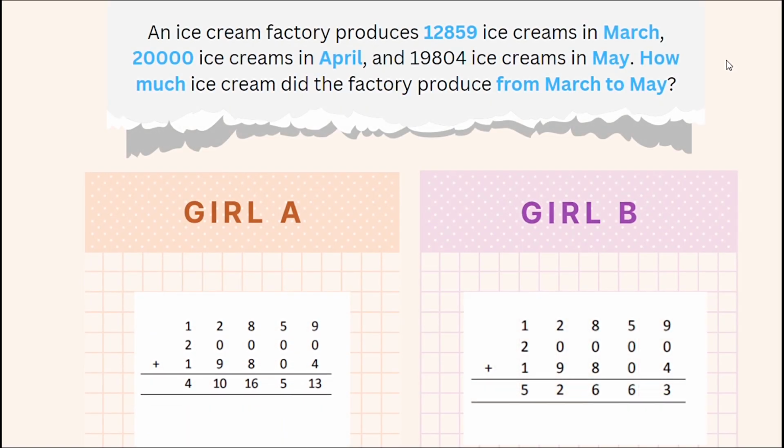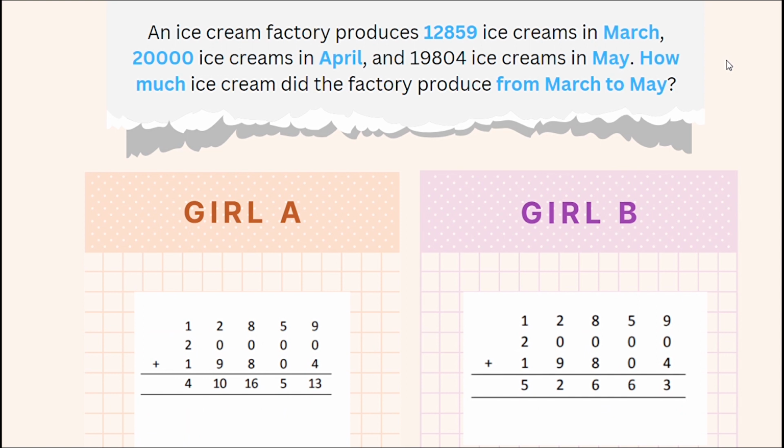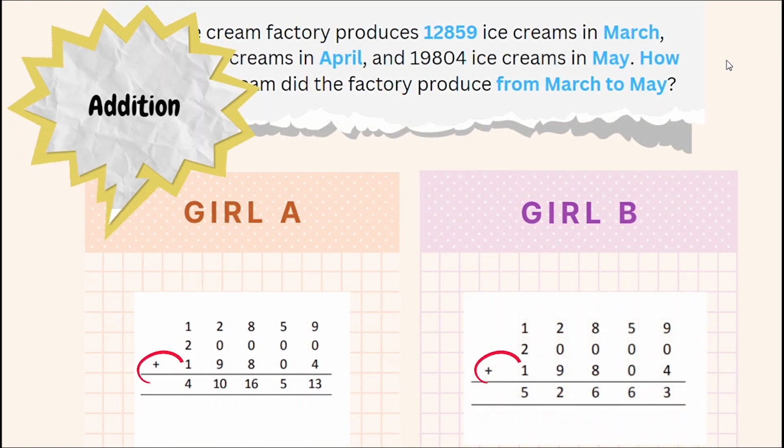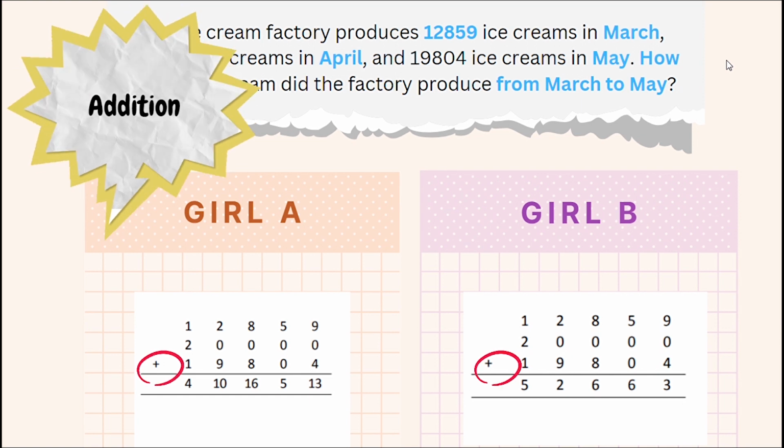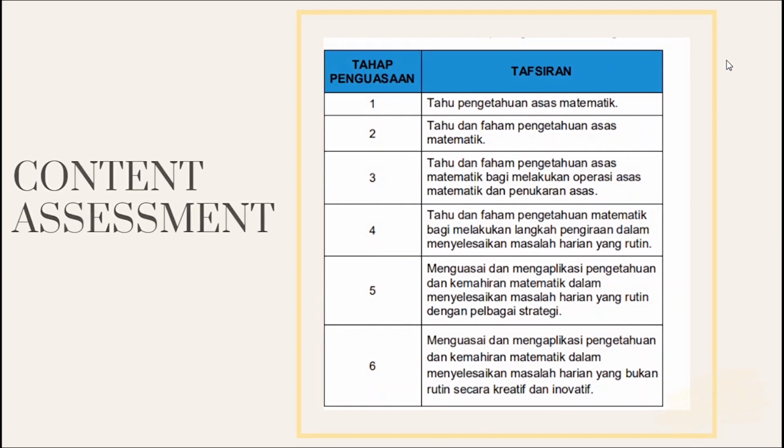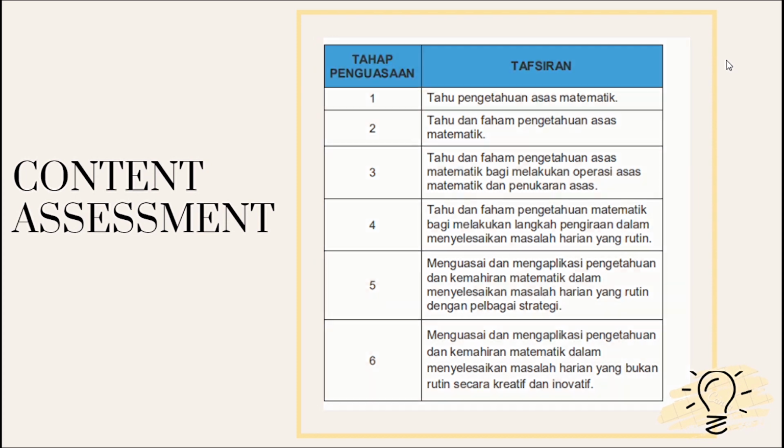In the question, it says he wants to know how much ice cream is produced from March to May, so students need to add the total ice cream produced in March, April, and May. This question uses the principle of addition. Both girls know and understand the basic mathematical knowledge needed to perform basic mathematical operations. Thus, in the content assessment, both achieve level 3 of mastering.